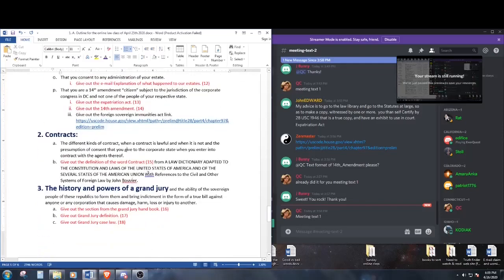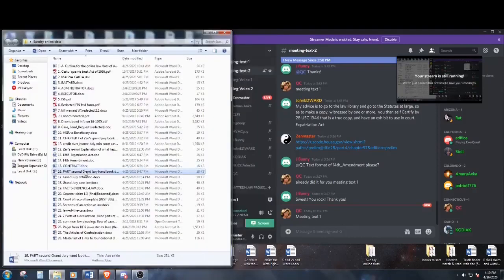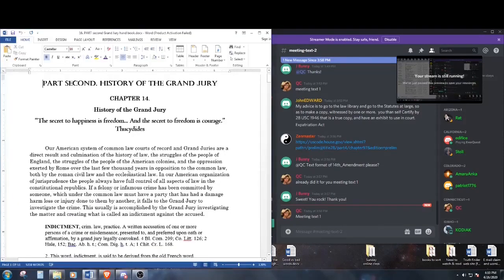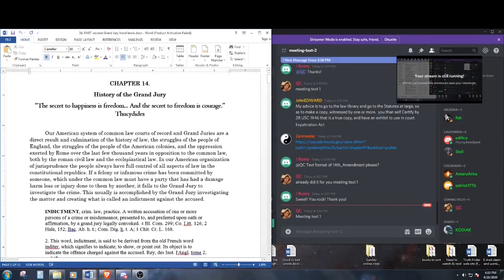So to move on to the ability and powers of the grand jury, let's open up number 16, which is a section from my grand jury handbook, which I'm finishing up but not quite done with yet. So this is part 2, History of the Grand Jury, chapter 14. Our American system of common law and common law courts of record and grand juries are a direct result of the culmination of the history of law and the struggle of the people of England and the people of the American colonies, and the oppression exerted by Rome over the last few thousand years in opposition to the common law, both by the Roman civil law and the ecclesiastical law.